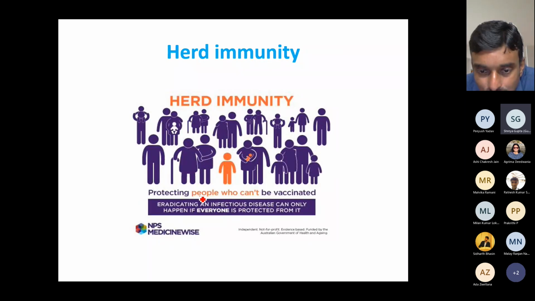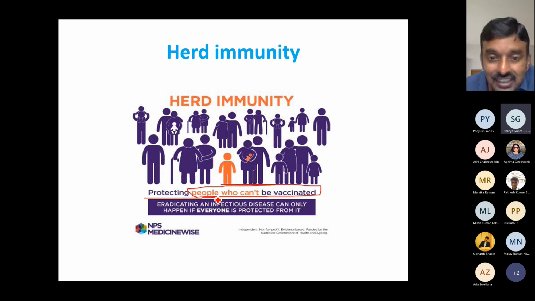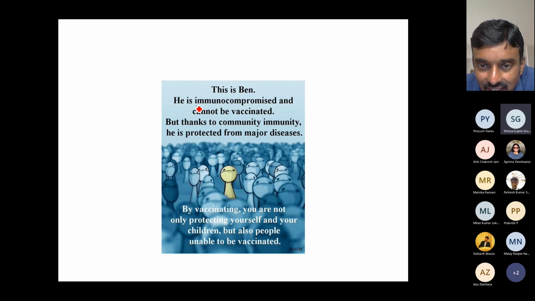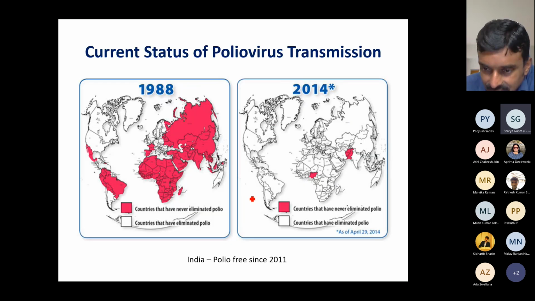It's about protecting people who have not been able to get themselves vaccinated. Some of them may have conditions such as immunocompromised conditions that may not allow them to be vaccinated. However, if this guy is immunocompromised, and everybody else around him is vaccinated, he's going to be good. He's going to be protected against poliovirus.